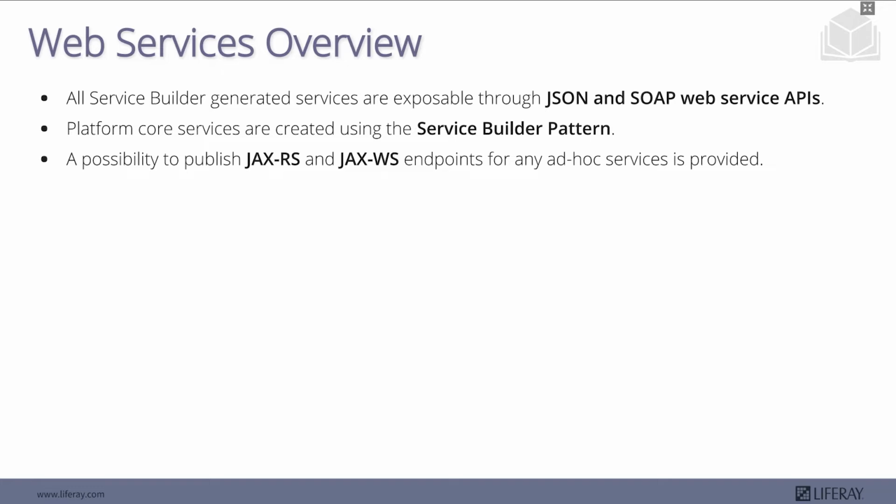There are two big ways that Liferay exposes its external APIs: via JSON and SOAP. This is all done with Service Builder, so we can use Service Builder to make this happen. Behind the scenes, in order for us to publish or make these APIs available, we have JAX-RS and JAX-WS. JAX-RS is for REST services, and JAX-WS is for services like SOAP.